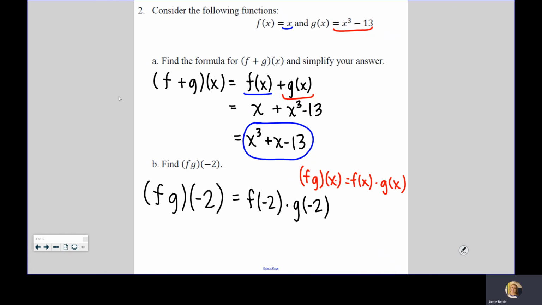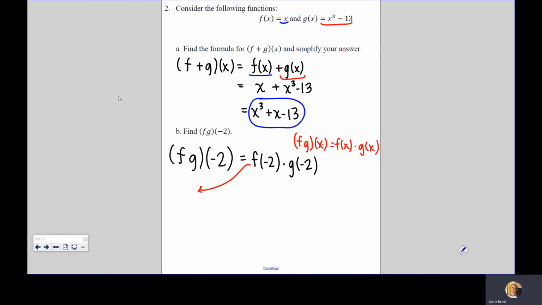Now, at this point, I like to go off to the side and figure out what f of negative 2 is and what g of negative 2 is. So I just kind of come over here and do a little bit of scratch work, just to keep it looking neat. So f of negative 2 and g of negative 2. Again, I'm just using my functions up there at the top. All right, so f of negative 2. So I'm going to go to f, and everywhere there's an x, I'm going to plug in negative 2. All right, so plugging in negative 2, that just gives me back negative 2.